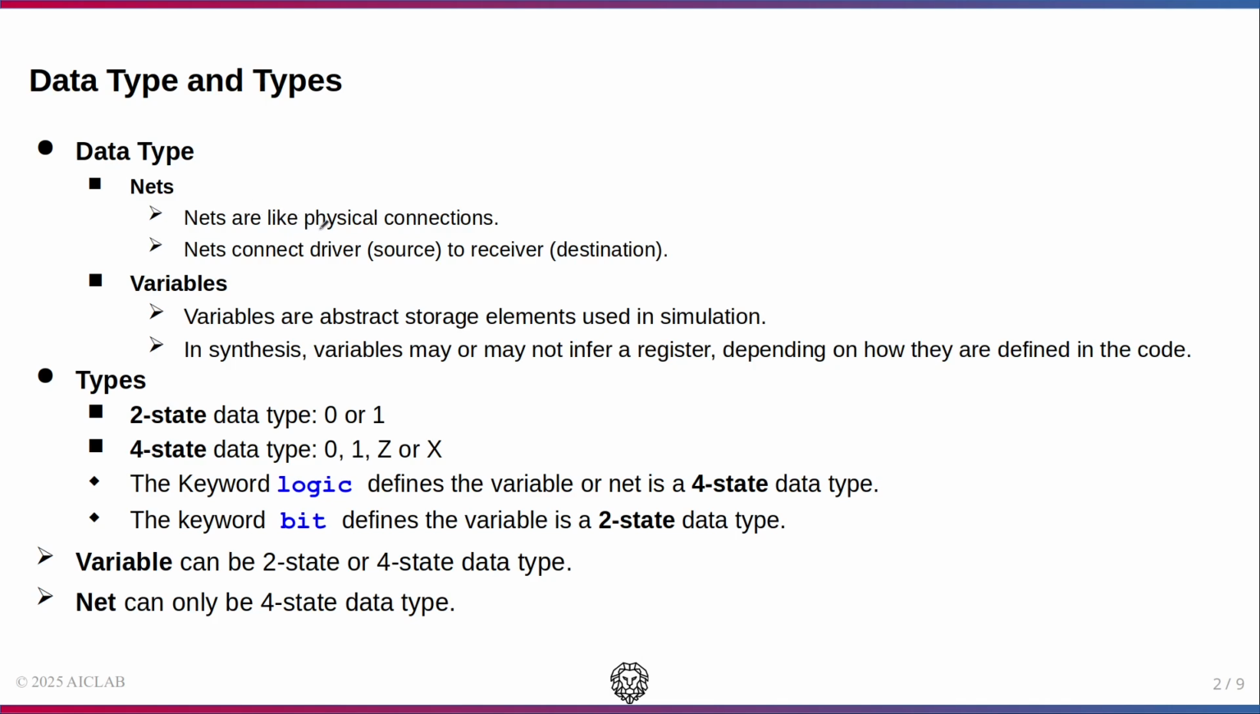Nets are like physical connections. They connect source to destination. Variables can be physical connections like nets, or also can be registers. It depends on how they are defined in the code.